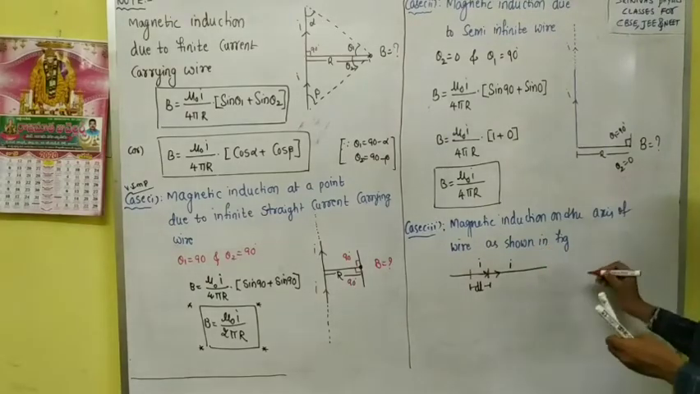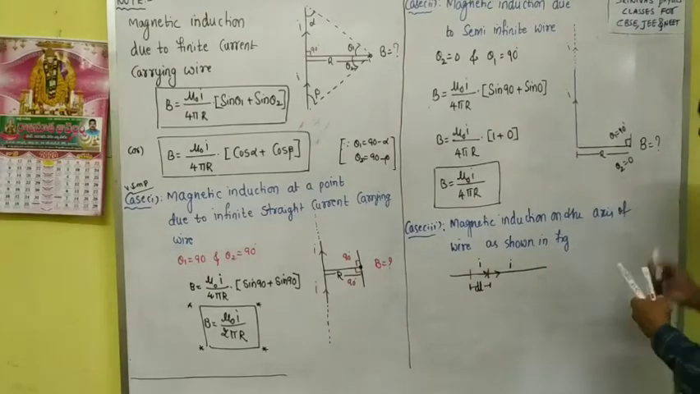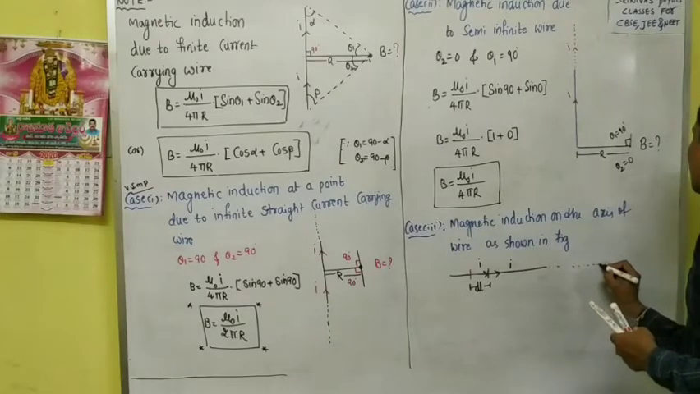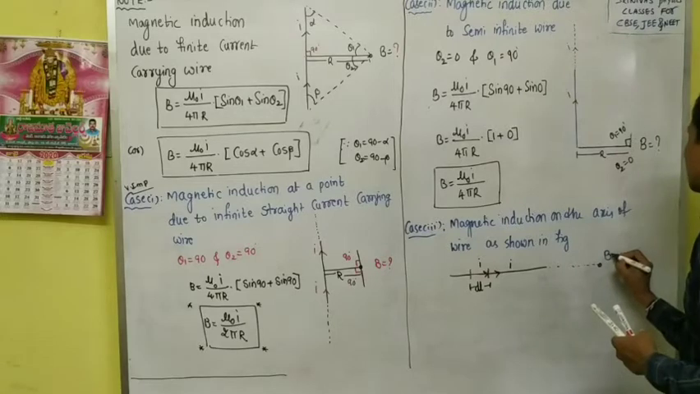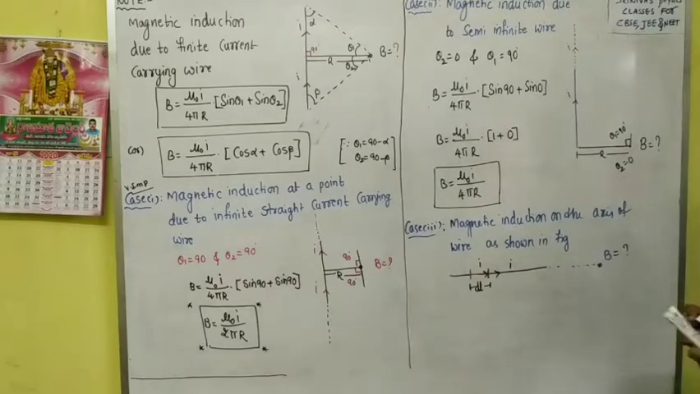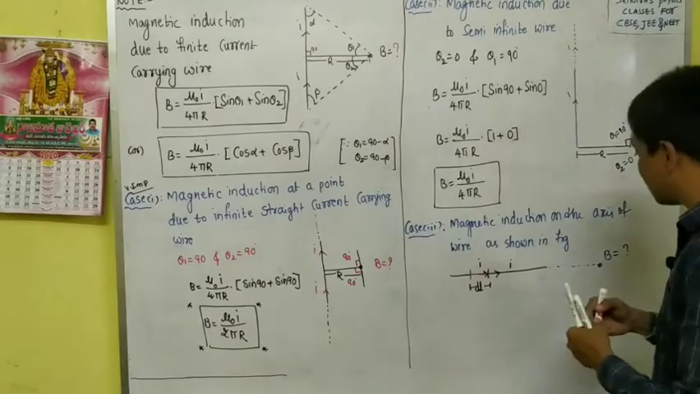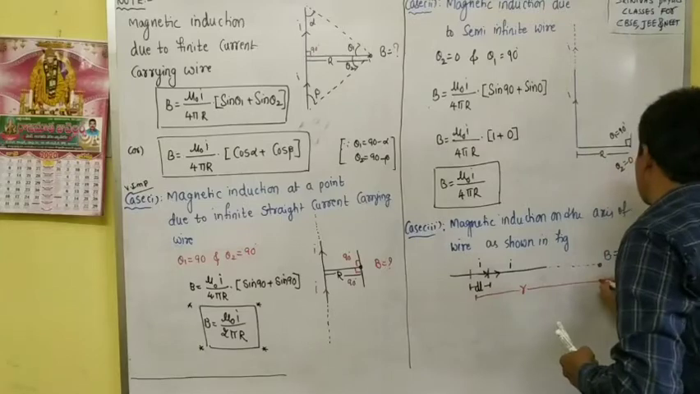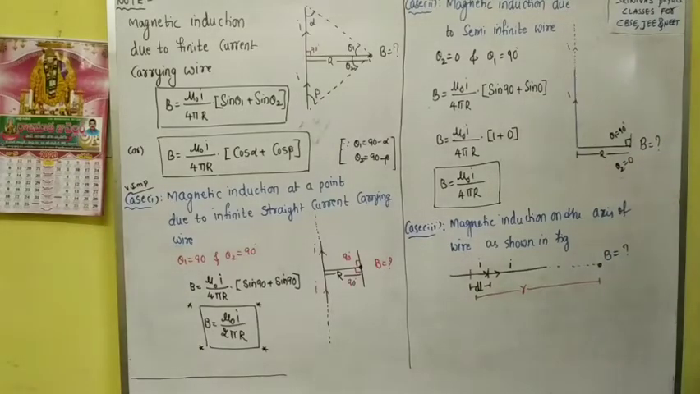Now here, this is the axis. I want to find the magnetic induction at this point. Then you have to join the element and that point, and the r is also obtained like this. Then what is the magnetic induction?